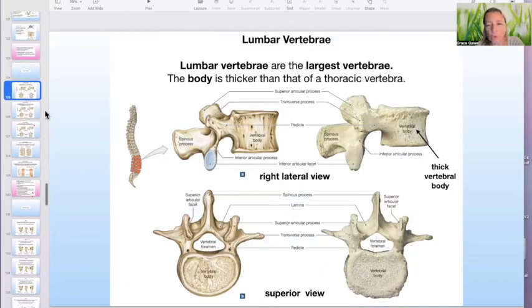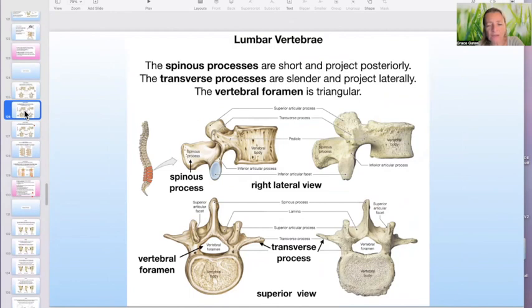Lumbar vertebrae are the largest vertebrae. The body is thicker than that of the cervical vertebrae and thicker than that of the thoracic vertebrae. It's a big, chunky body. The spinous processes are short and project posteriorly. The transverse processes are slender and project laterally, and the vertebral foramen is triangular.